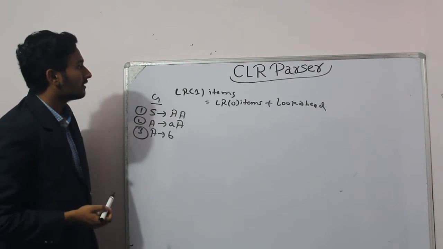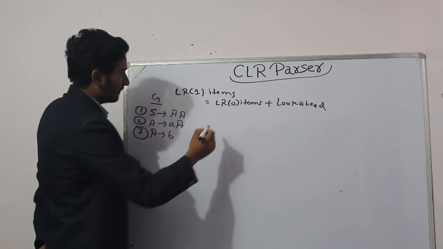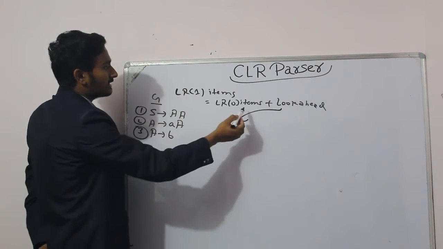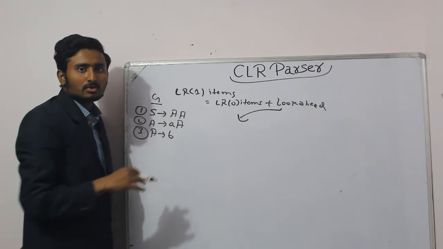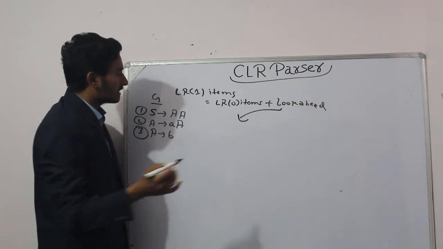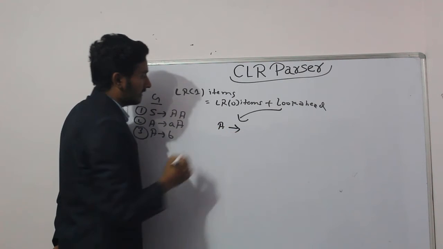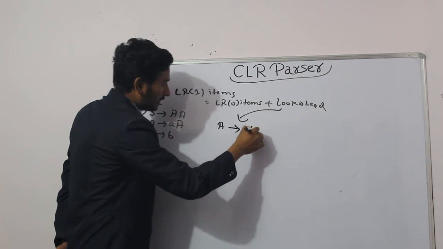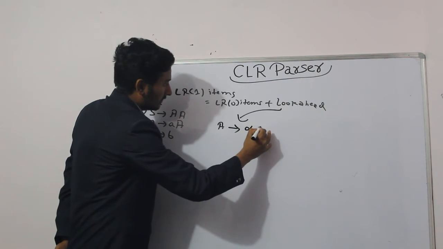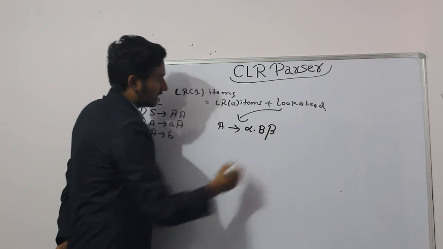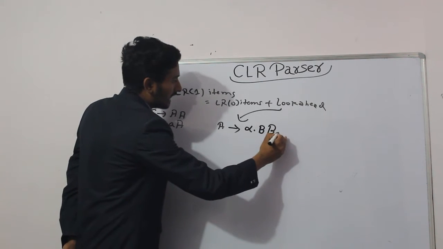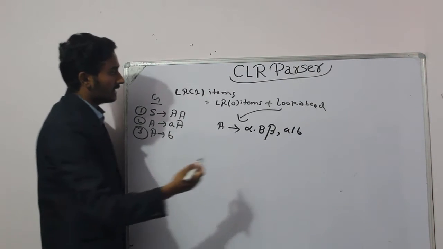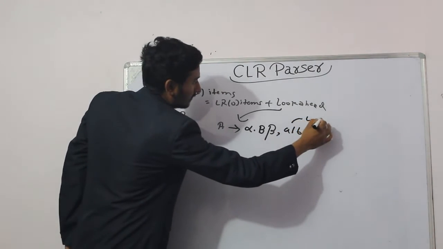There is a rule for finding the look ahead. As we know, LR(0) items we have already discussed. But for look ahead, suppose we have a production A derives alpha dot B beta, and suppose you have a look ahead a/b. These are the look aheads.